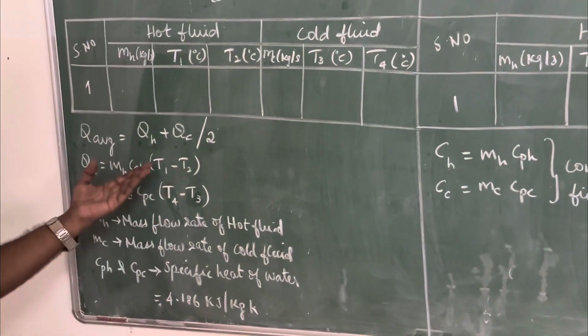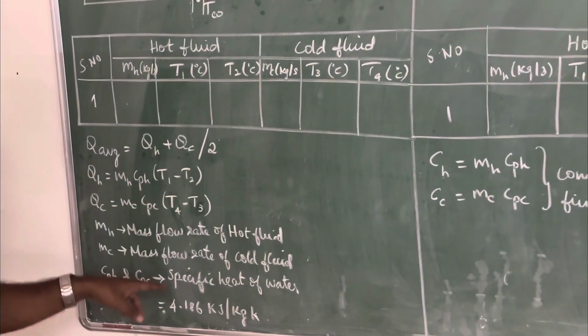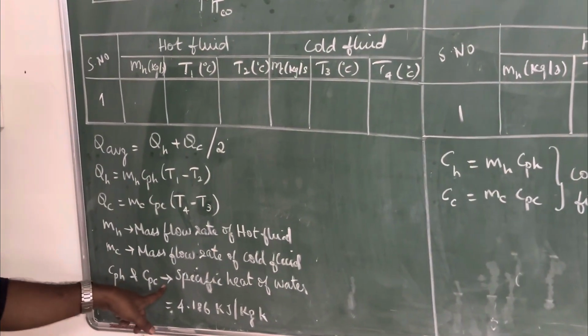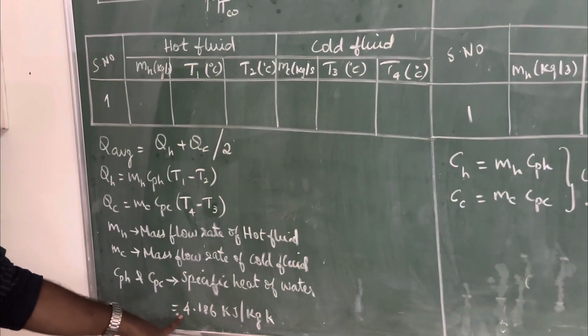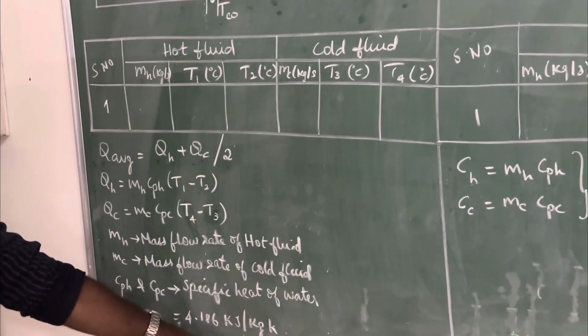Here we are using only water. So the hot fluid is water and the cold fluid is also water. Its value is constant, which is 4.186 kilojoules per kilogram Kelvin.